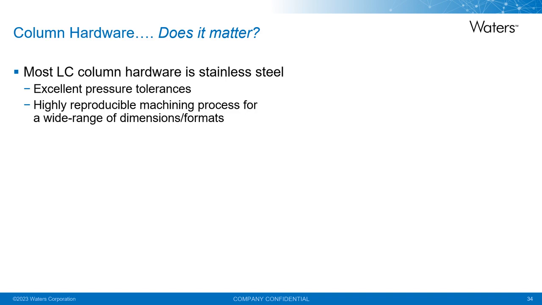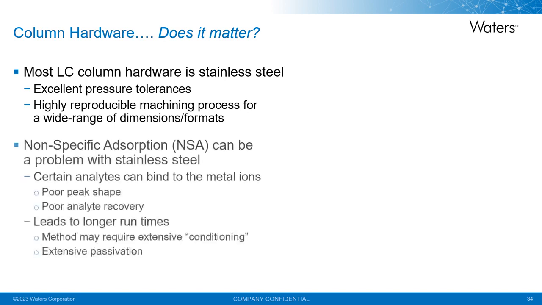And the reason for that is that it has excellent pressure tolerance, it's highly reproducible, lending itself very well to the machining process, meaning that you can be very precise with that material. And it can be made in a wide range of dimensions and formats. However, especially with stainless steel, but also with titanium, non-specific adsorption can be a real problem. Certain analytes can bind to metal ions, and that leads to poor peak shape and poor analyte recovery.